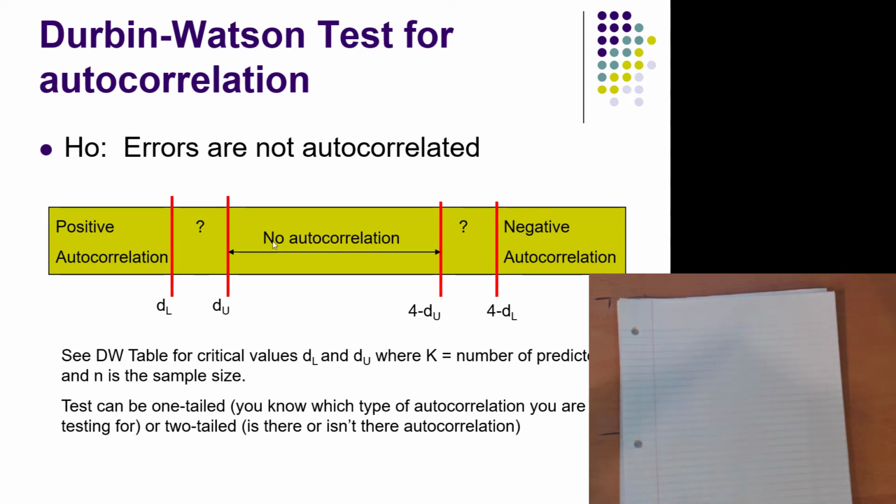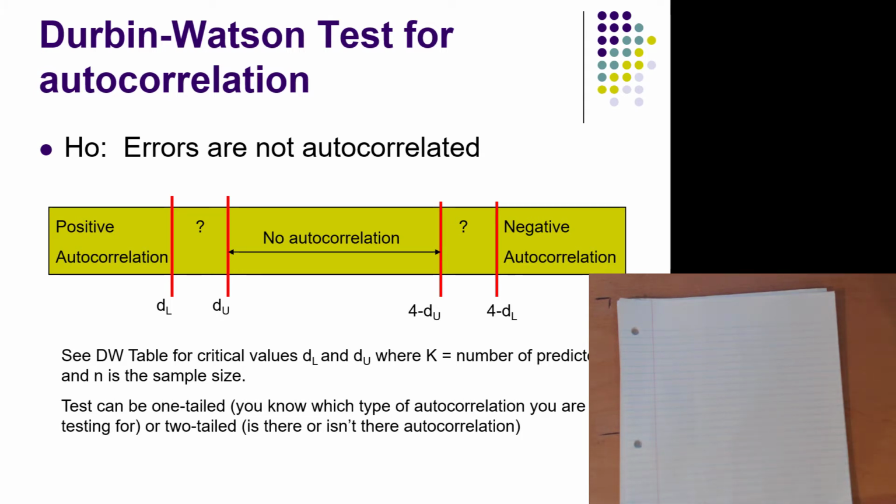Now, something unique with the Durbin-Watson distribution is you've got this question mark stuff. What do you mean, question mark? Before, it was significant or not significant. What's this question mark stuff? Well, because of the limitations of the distribution, there are certain zones where we're unsure. Where you see a question mark close to the positive autocorrelation, it's probably positive autocorrelation, but we're not sure. Same thing with the question mark close to the negative autocorrelation. It's probably negative autocorrelation, but we're not sure.